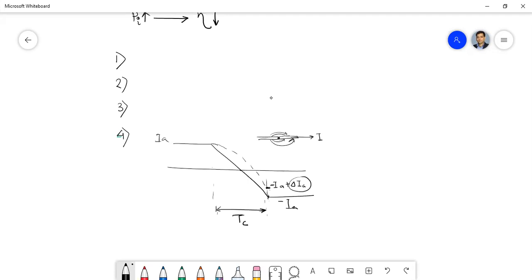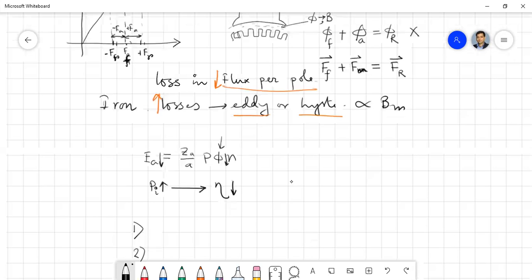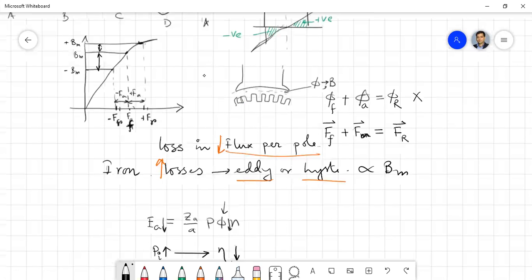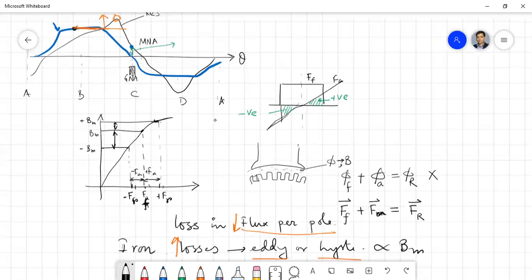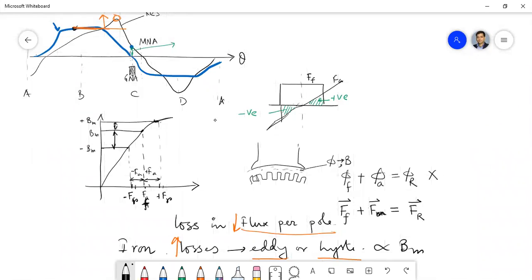Now again, for this delay there are two reasons. One is what we already discussed during the discussion of commutation: if the coil going under commutation has sufficient inductance, then this delay can occur in commutation. That is one reason. Another reason is if the coil which is going under commutation has some flux in it.